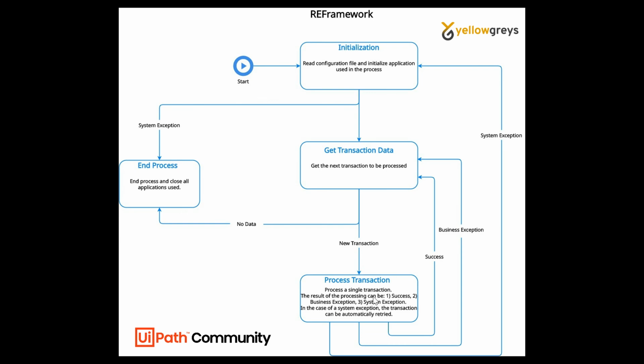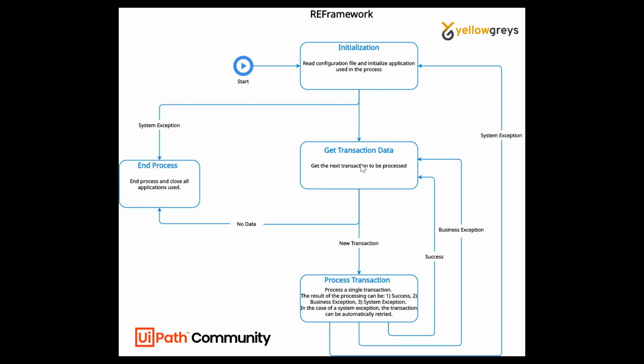In the process transaction, we design all our process flow as per the business requirement. If the process is successfully processed by the bot, it goes to the success stage, and that particular item will be marked as success, then it picks other transactions. So that's how it moves.